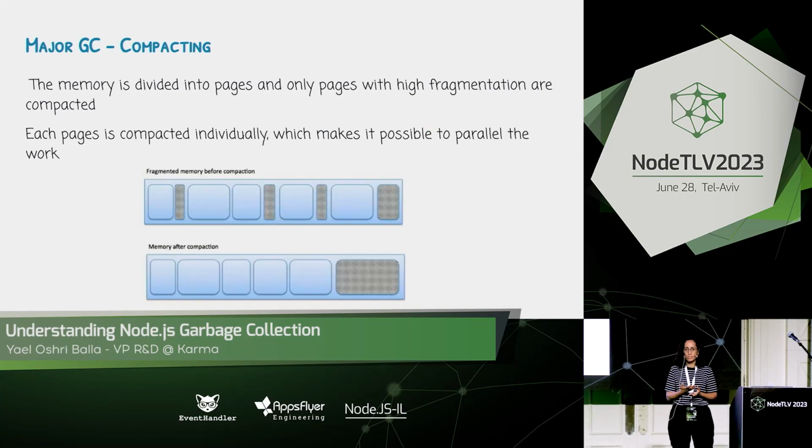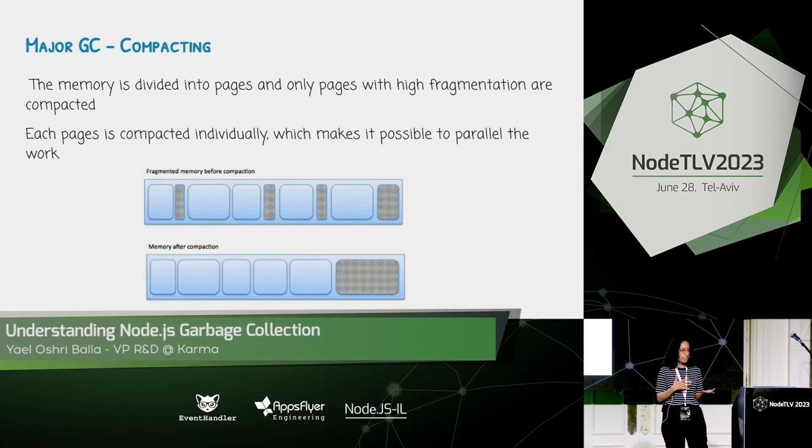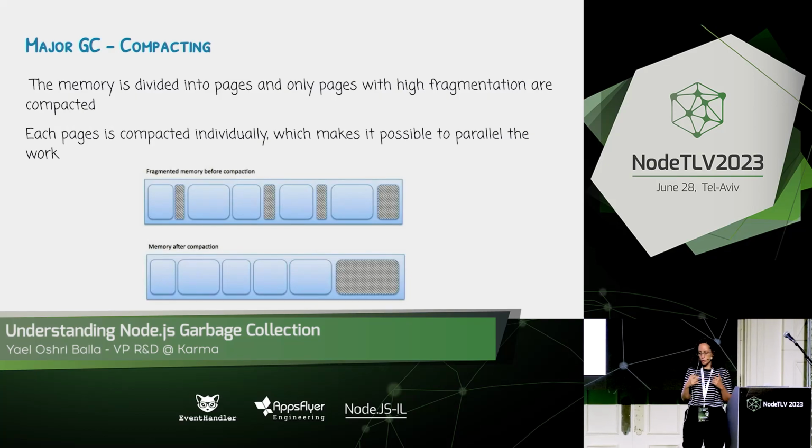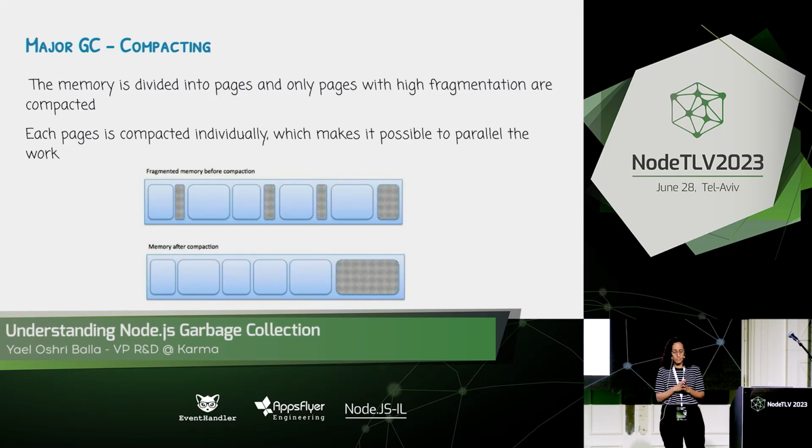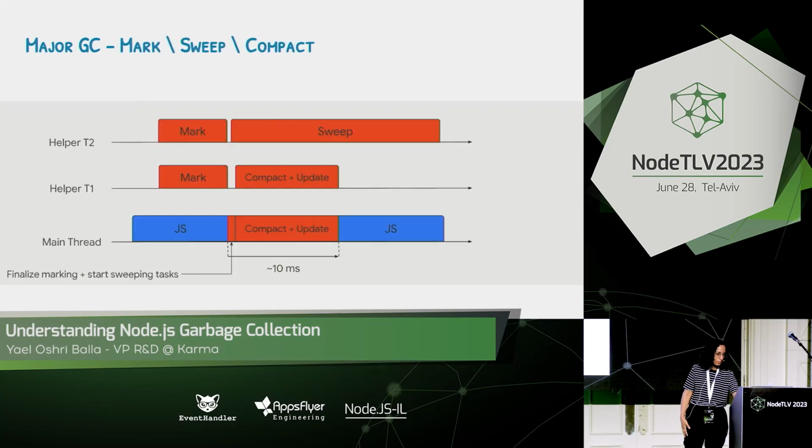Of course, after a while, like we said, the memory becomes fragmented. So V8 keeps track of each page, and when a certain page becomes fragmented, it compacts this page, and not all the memory is compacted together. Each page is compacted separately on a different thread, which makes the overall execution very efficient.